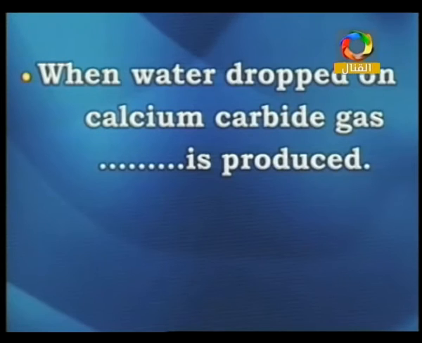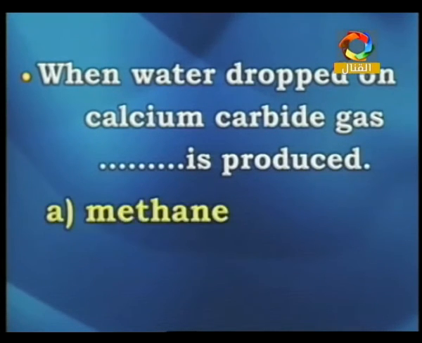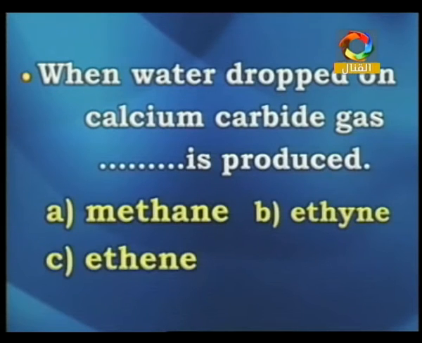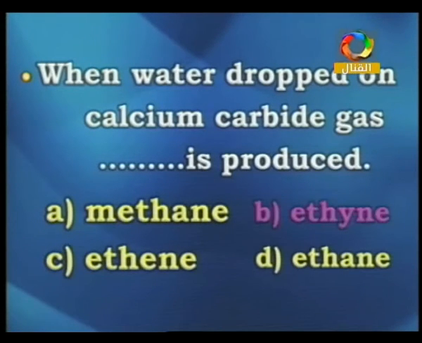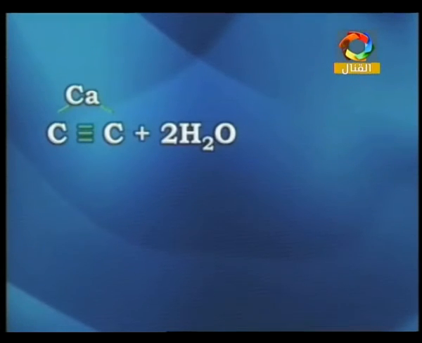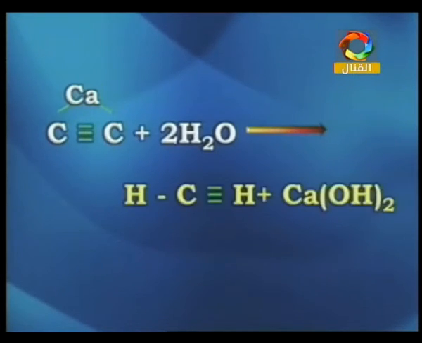When water is dropped on calcium carbide, what gas is produced? Here: methane, ethine, ethene, ethane. Yes, the answer will be ethine. As the equation proceeds on the screen, calcium carbide plus water gives acetylene, and calcium hydroxide is produced.